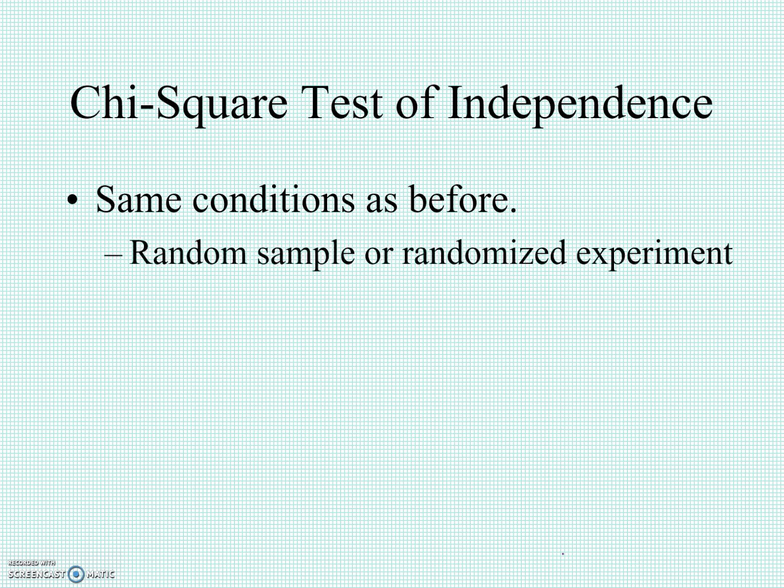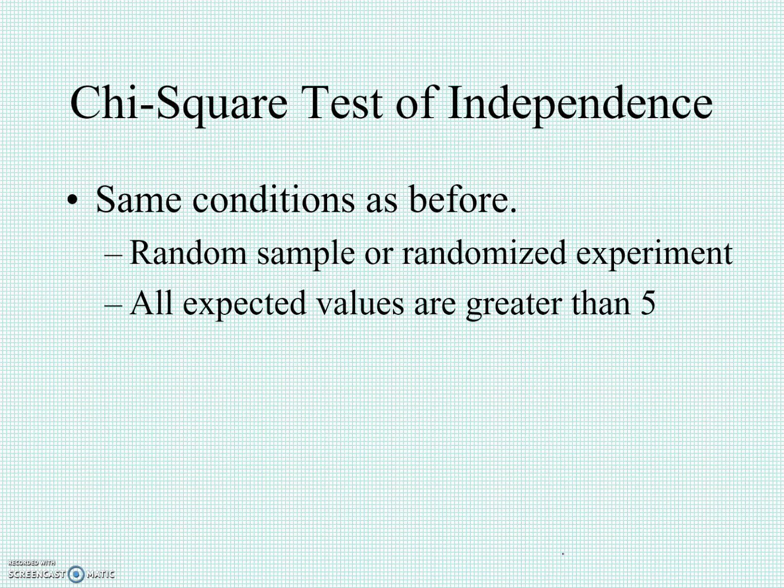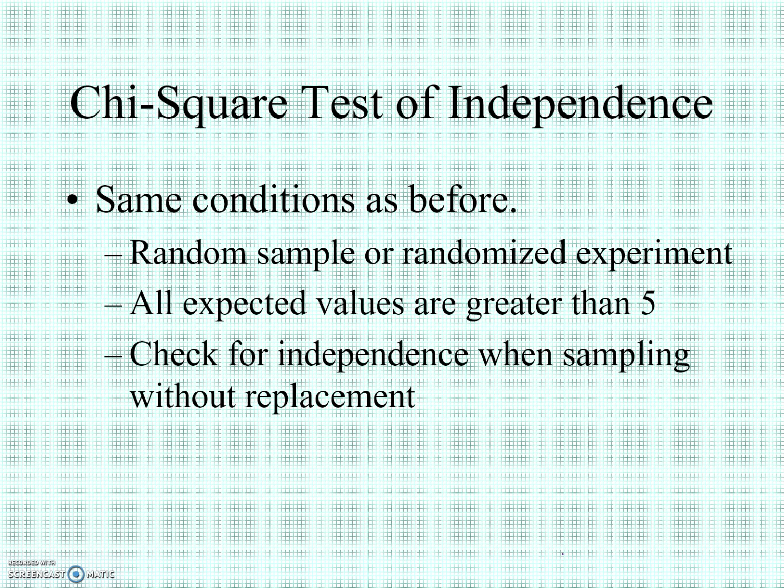So the conditions for the chi-square test of independence are the same as before. That's kind of nice. We've already done these before. You have to have a single random sample, or the population in the sense of some kind of randomized experiment. The expected values all have to be greater than 5, and then you're going to check for independence if you're sampling without replacement, but if it's an experiment, then you're good to go.